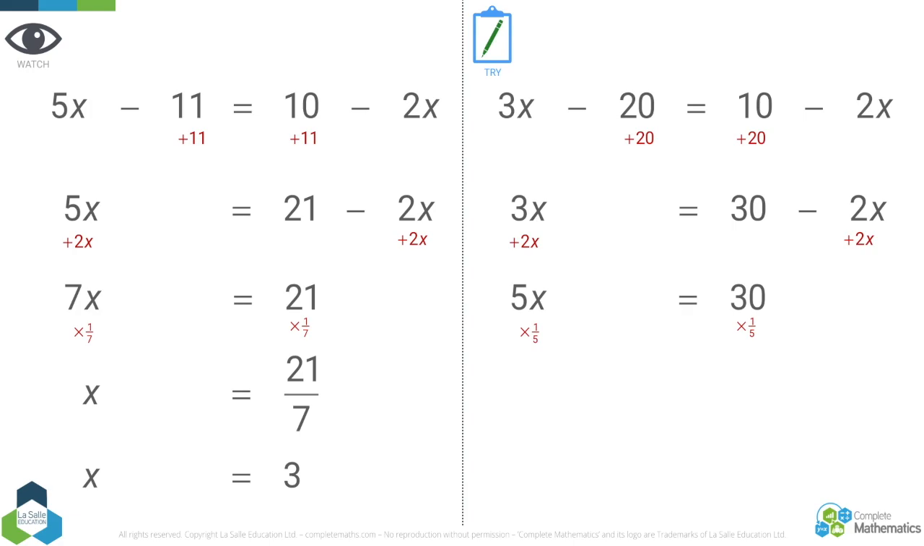5x shared into 5 equal groups will be 1x. 30 shared into 5 equal groups is this idea of division. We're sharing into 5 equal groups, so we end up with 1x is equal to 6 for this equation.